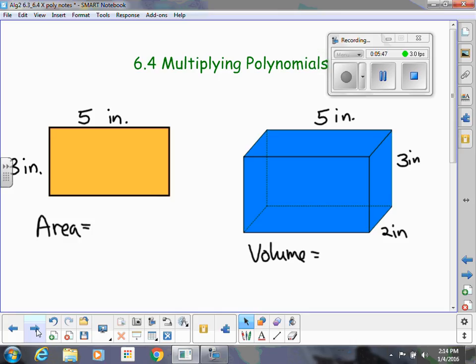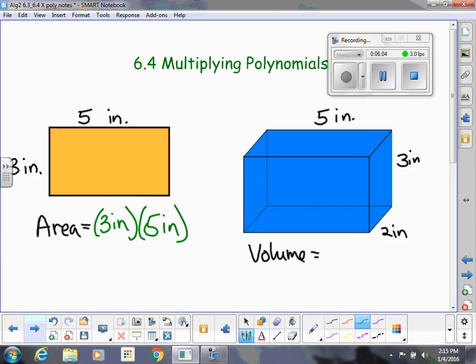And I know some of you are probably thinking, oh, I hate geometry, or some of you might have liked it. But remember that when we were doing things like area of a rectangle, I would just do length times width, right? So I would do 3 inches times 5 inches. That's the length times the width, or base times height, and that would give me 15 inches squared. All right, or if I was doing volume, remember that's just length times width times height.